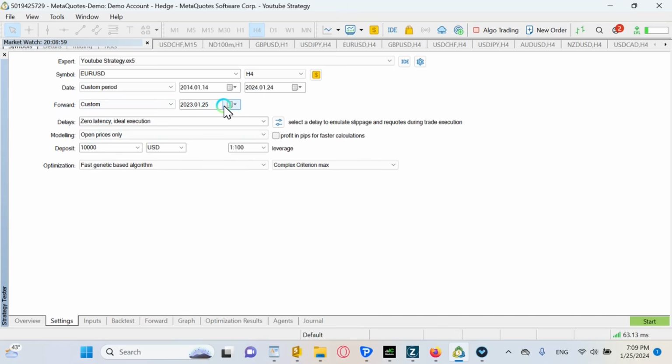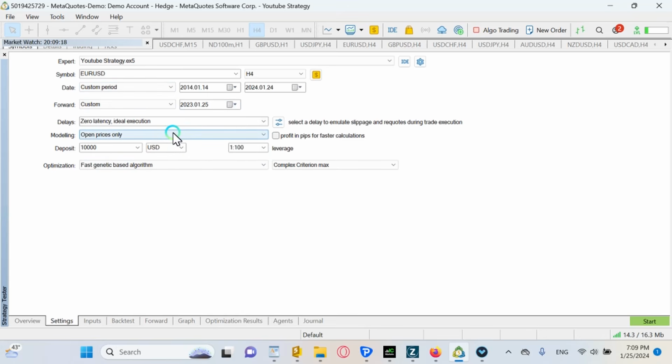So I chose 1 year of out of sample testing, and it is also, of course, a how-to tutorial, but an explanation of the whole process and why you should do it.